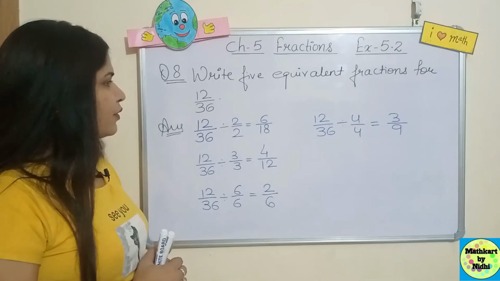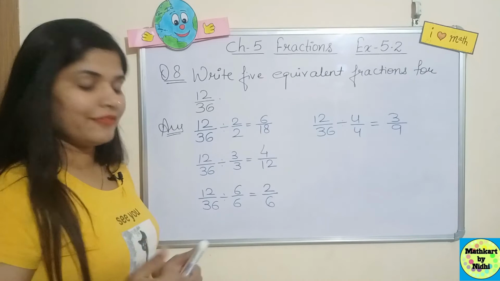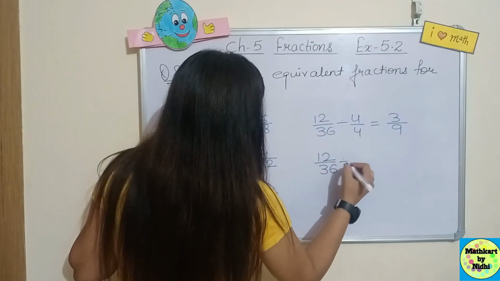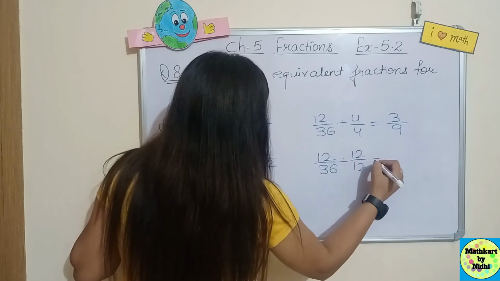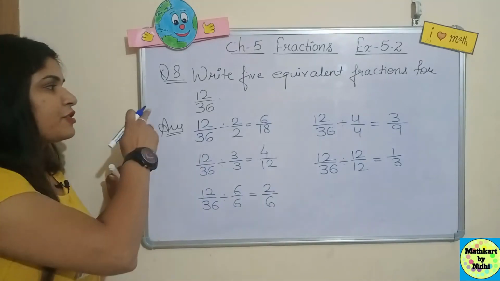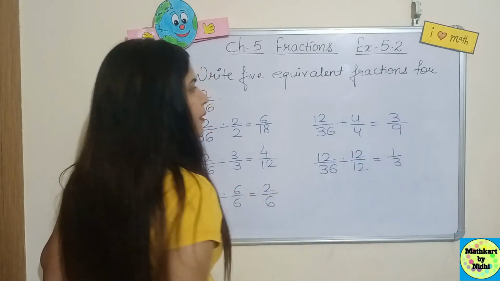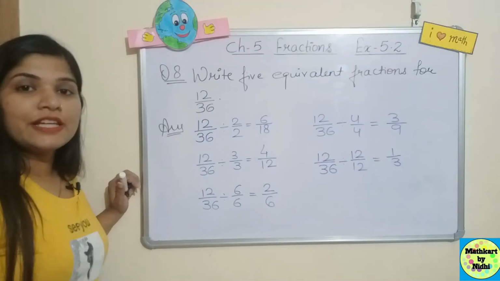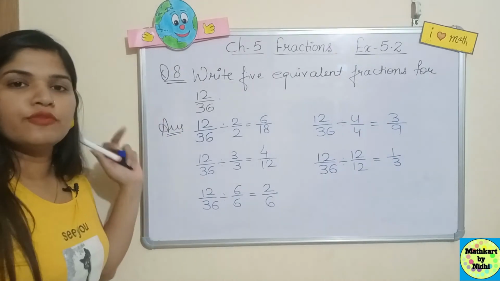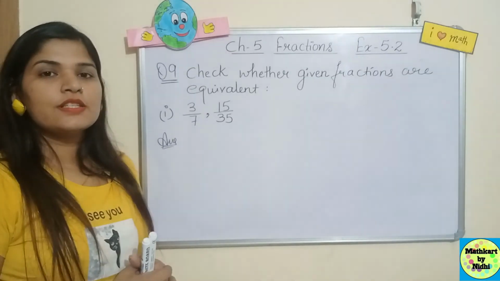Can we have another number which is dividing 12 and 36? Yes, it is 12. So 12 upon 36 divided by 12. 12 ones are 12 and 12 threes are 36. So the equivalent fractions of 12 upon 36 are 6 upon 18, 4 upon 12, 2 upon 6, 3 upon 9 and 1 upon 3. Here we can do it by multiplying also. Either you can multiply it by 2, 3, 4, 5, 6 according to yourself. So this is question number 9.